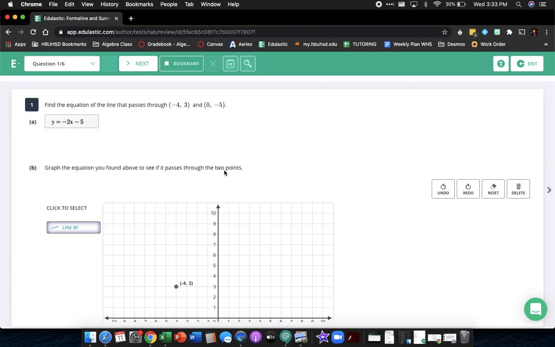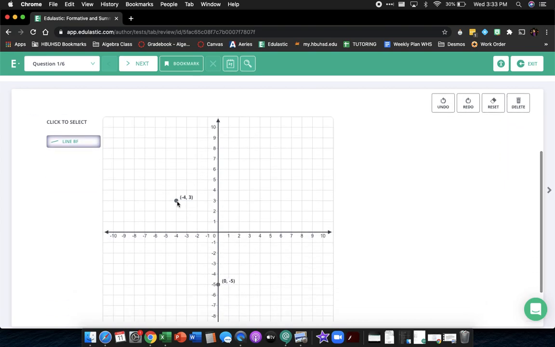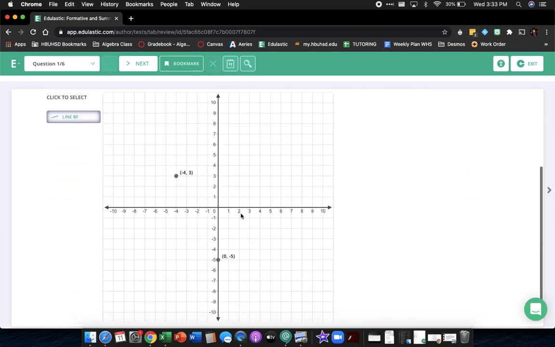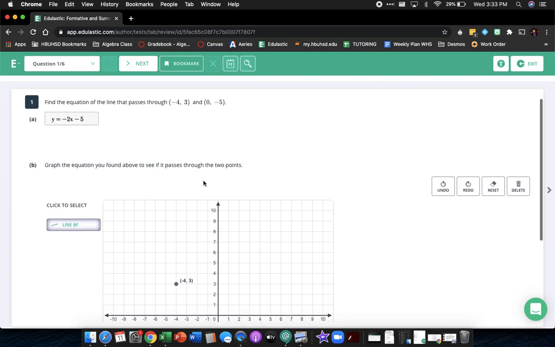So I did all that hard work. And now look, I'm going to check my answer. How am I going to check my answer? Well, look, see this point, (-4, 3)? Here it is on the graph. See this point, (0, -5)? Here it is on the graph. And I supposedly just found the equation of the line that passes through those two points. So if I graph this line, y equals -2x minus 5, it should go through those two points.